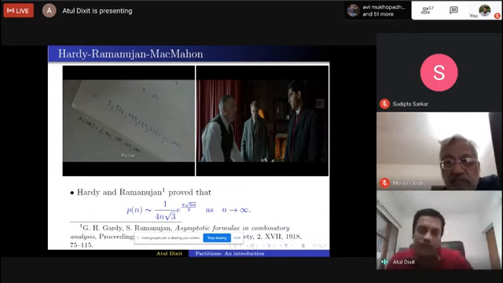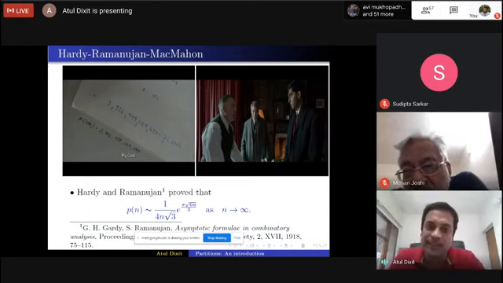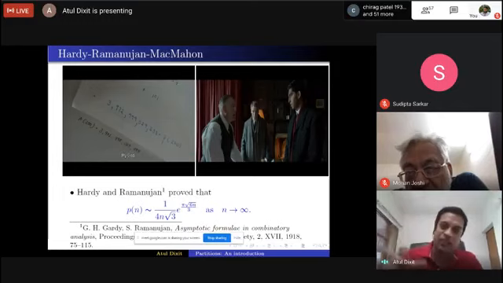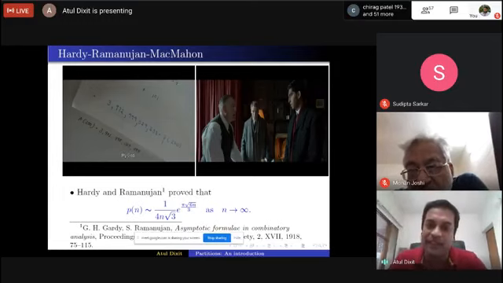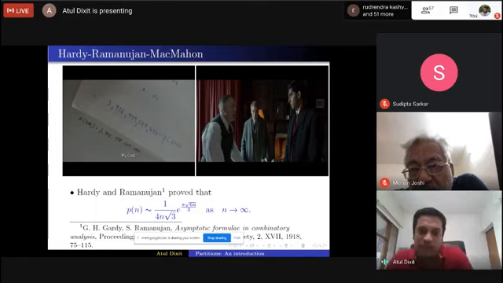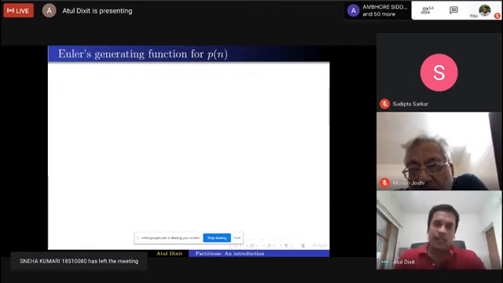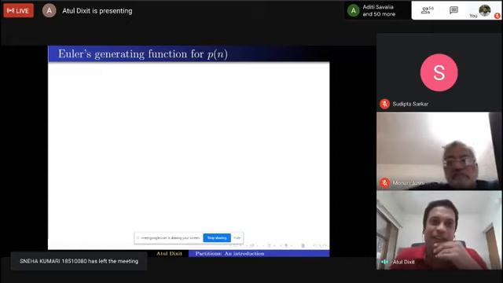From the values of the partition function, we see that it increases like an exponential function. We already see this behavior as n tends to infinity. P of n is behaving like an exponential function divided by 4n root 3. So that's why it goes so fast. Now let us look at what the generating function for P of n is.